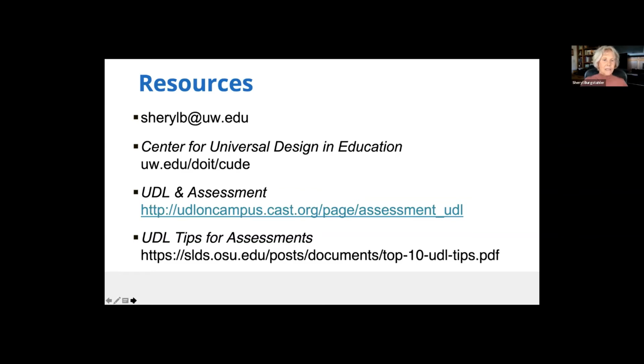And the Center for Universal Design and Education at uw.edu/DOIT/CUDE, you'll find some checklists, but also a book and other references that tell you how to implement the framework in an educational setting. A couple of other things that you could Google. There's a page on UDL and assessment that talks about the UDL part of this, and another one called UDL tips for assessments. So you can do a little Googling and find out some specific checklists that apply UDL.